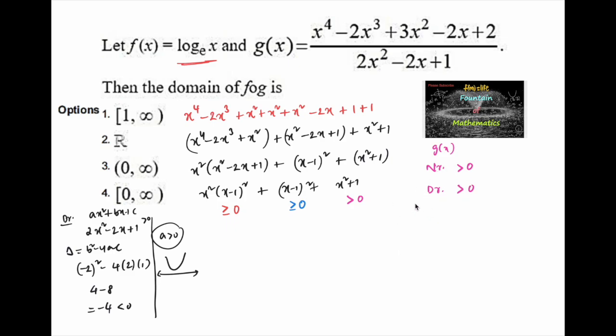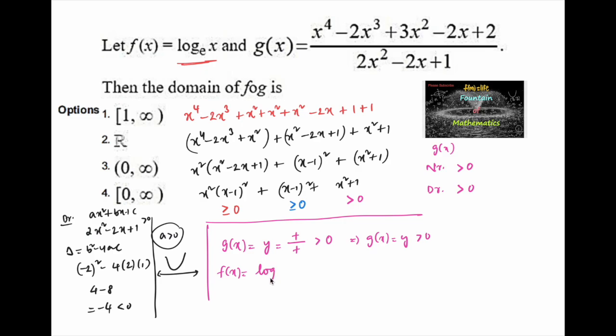So conclusion, for the function g of x, let us consider it to be y, it is positive in the numerator and positive in the denominator, so we can say g of x equals y is positive. And also given f of x is equal to log x to the base e, and this function is defined when x must be positive and the base e is greater than 0 and e is not equal to 1. So this function is defined for x positive.